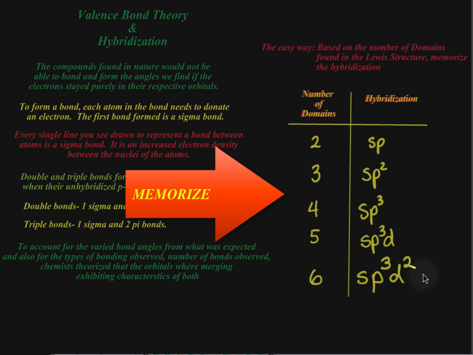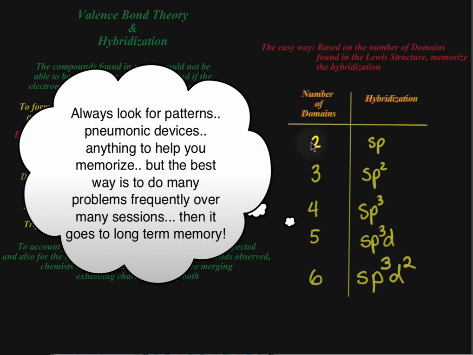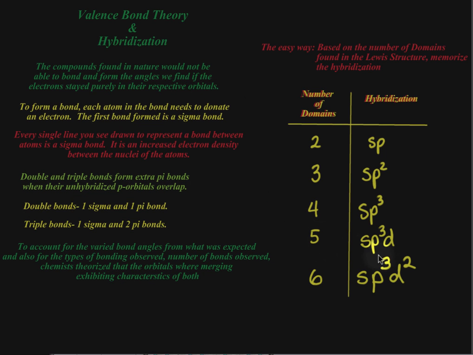Based on the number of domains, we have these hybridizations. So if we have two domains being bonded to the central atom, it's sp. If we have three domains, it's sp2, four, sp3. Then we run out of orbitals in the p subshell, so then we go to the d. Six is sp3d2. All right, so if you look, you can see a pattern that the number of domains is always one more than the exponent for your p, until we run out of the p's, then we start going to the d's. So there's one extra, so we go to the d, two extra, and we go to the d.